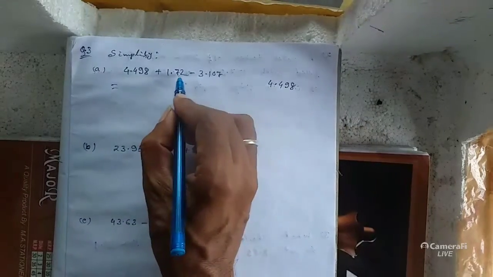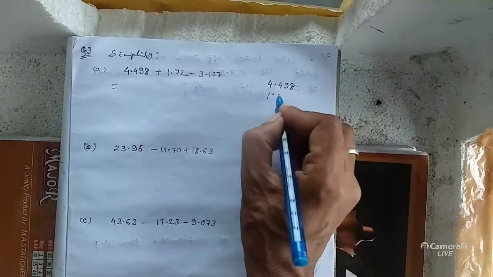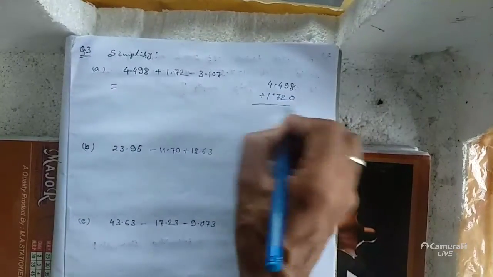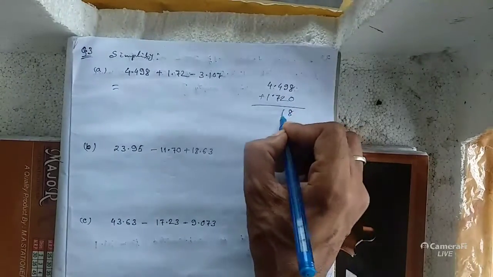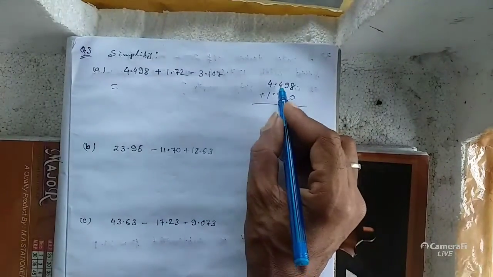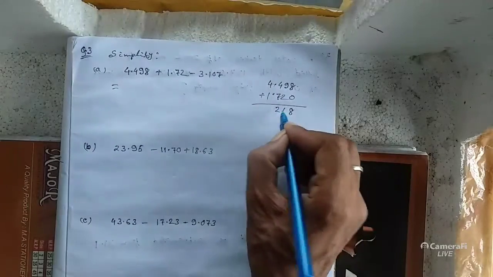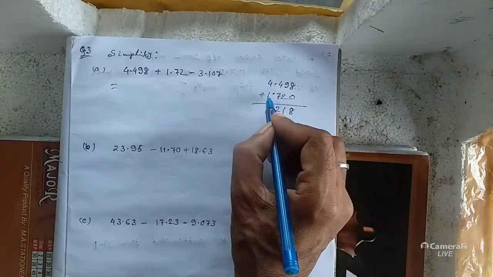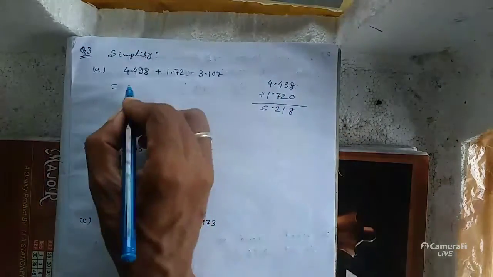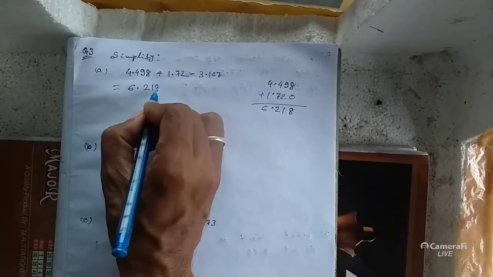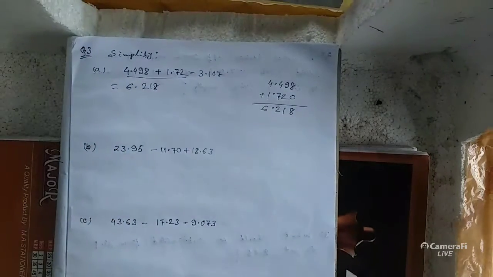4.498 and 1.72, the point is here, 1.720. Add: 8 plus 0 is 8, 9 plus 2 is 11, 1 carry 1, 4 plus 7 is 11 plus 1 is 12, 1 carry 1, 1 plus 1 is 2, 2 plus 4 is 6. Result is 6.218. The sum of these two numbers becomes 6.218.